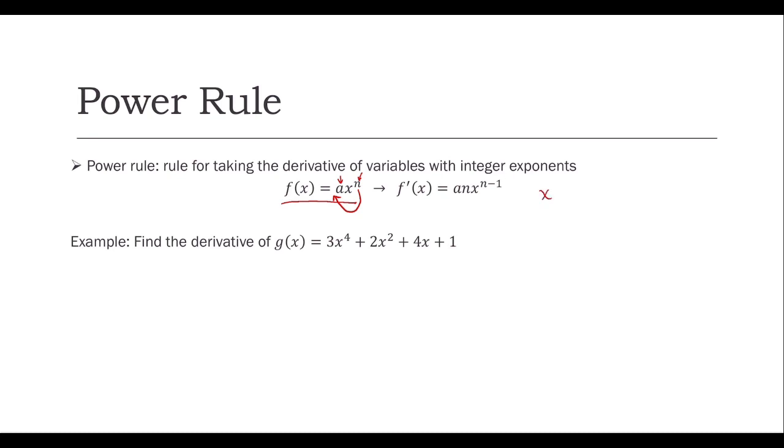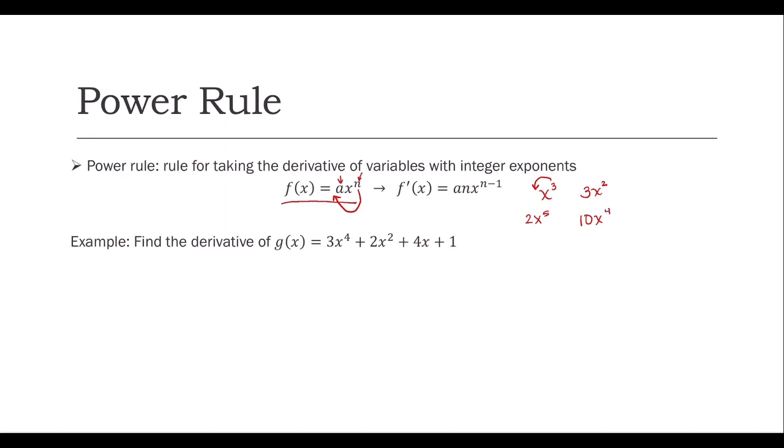So if you had x cubed, you would bring that 3 out front and it would be 3x, and then you would take away 1 from that 3, so it would be squared. Or if you had 2x to the 5th, the derivative of this would be 5 times 2, which is 10x to the 5 minus 1, which is 4.